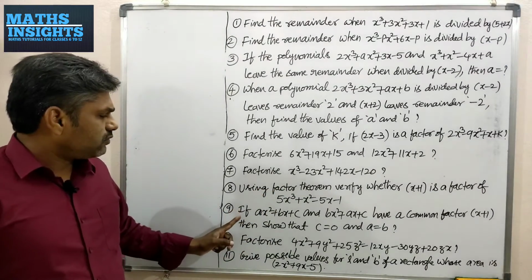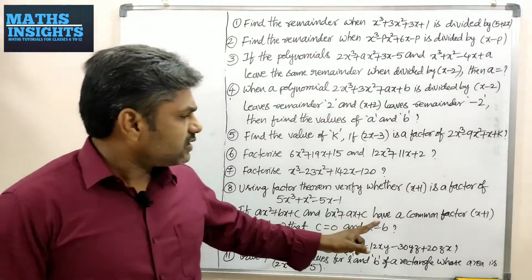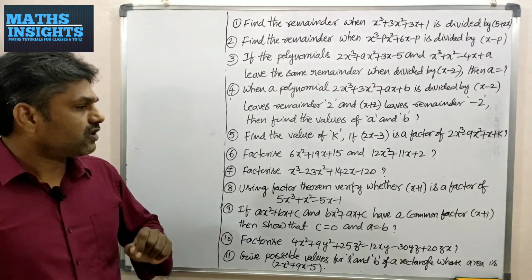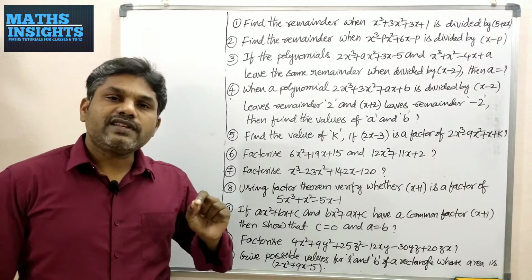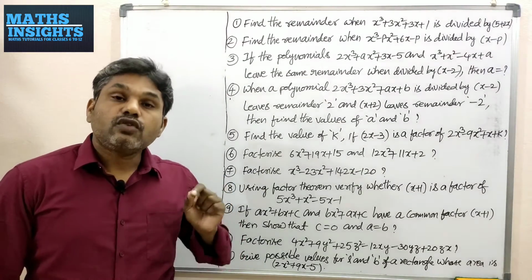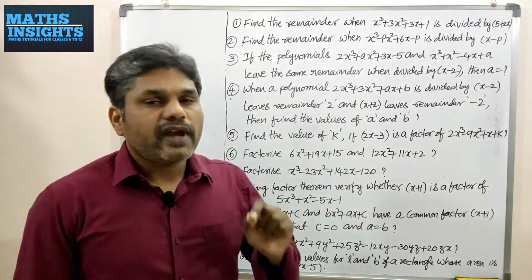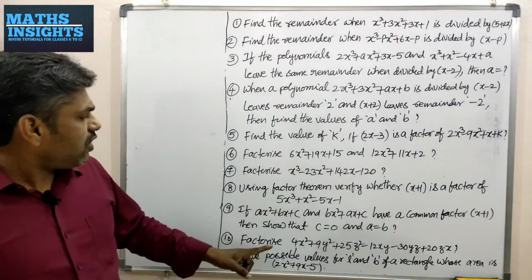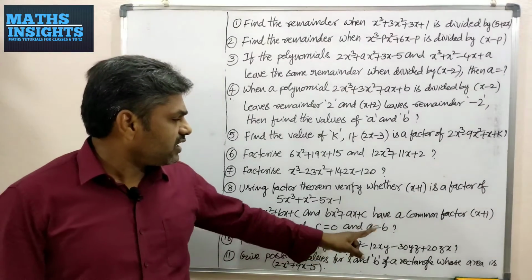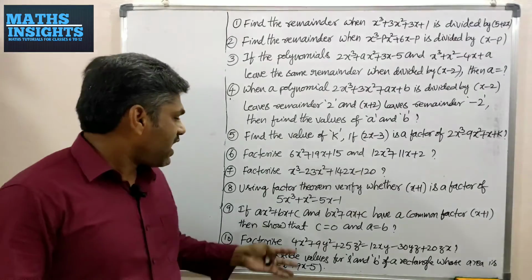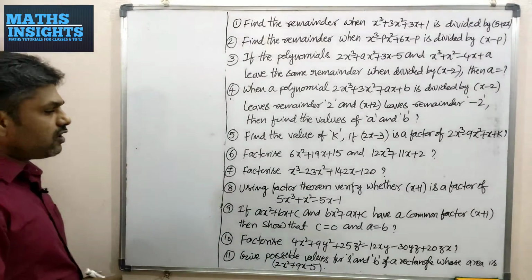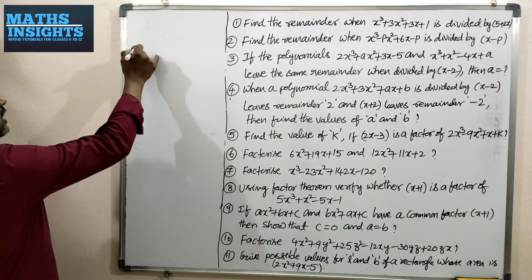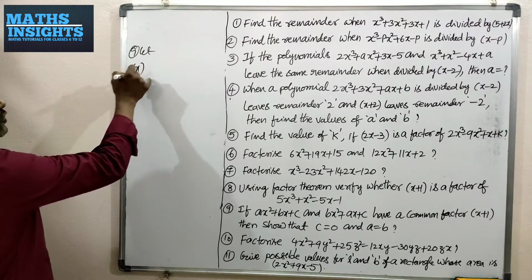Coming to ninth problem, they have given two polynomials and they are saying that they have a common factor x plus 1. When there is the term factor, you have to understand that the remainder is 0. Then you have to show that c is equals to 0 and a is equals to b. It's very simple. I am assuming the given two polynomials as p of x and q of x.